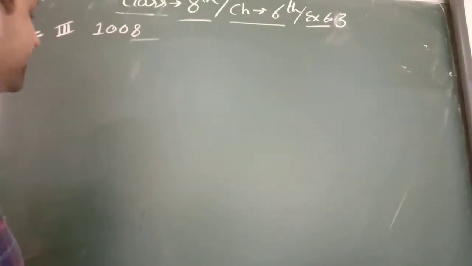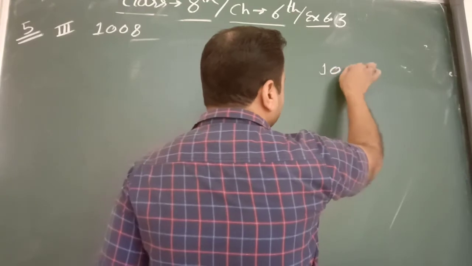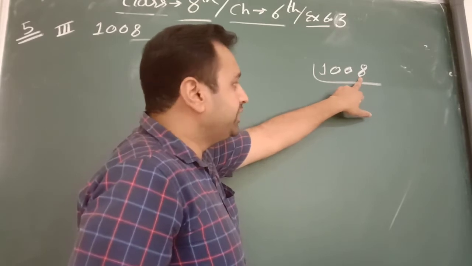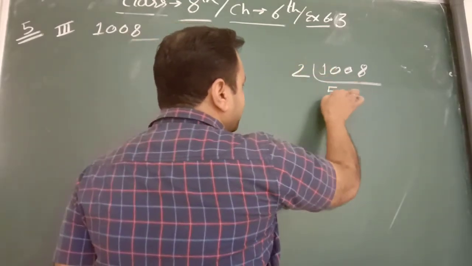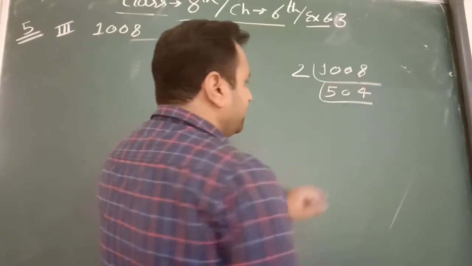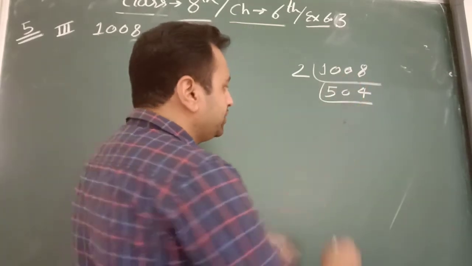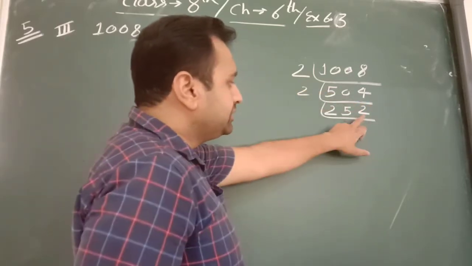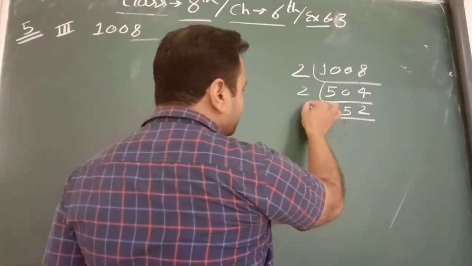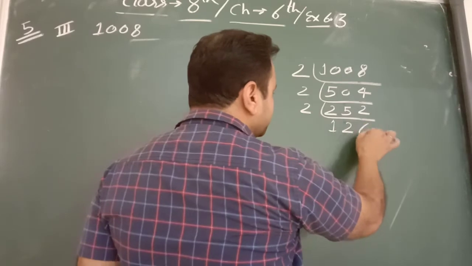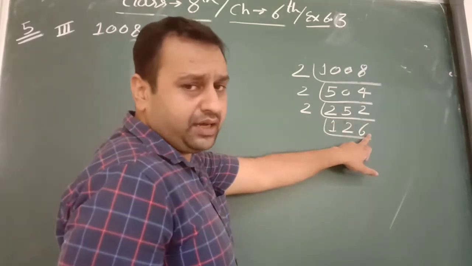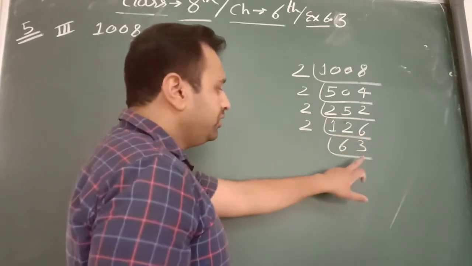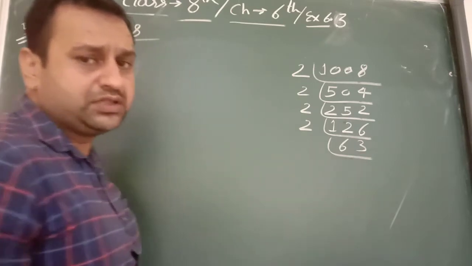Now start working. Firstly, we prime factorize 1008. Because its last digit is 8, it is obviously divisible by 2. 2 5s are 10 and 2 4s are 8. Last digit is 4, so it is again divisible by 2. 2 2s are 4, 2 5s are 10, 2 2s are 4. Last digit is 2, again divisible by 2. 2 1s are 2, 2 2s are 4, 2 6s are 12. Again last digit is 6, so divisible by 2. 2 6s are 12, 2 3s are 6. Now last digit is 3. It means it is not divisible by 2.